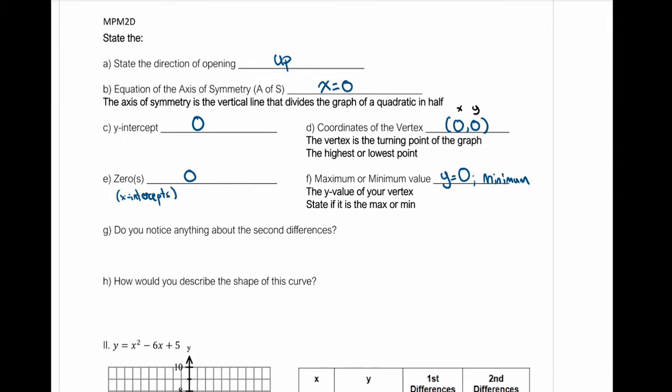Do you notice anything about the second differences? In this case, we did notice they are constant. They're constant, or all the same, so we did notice that.